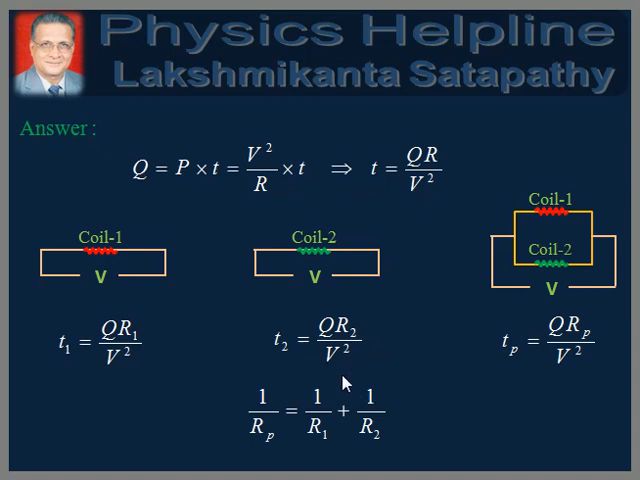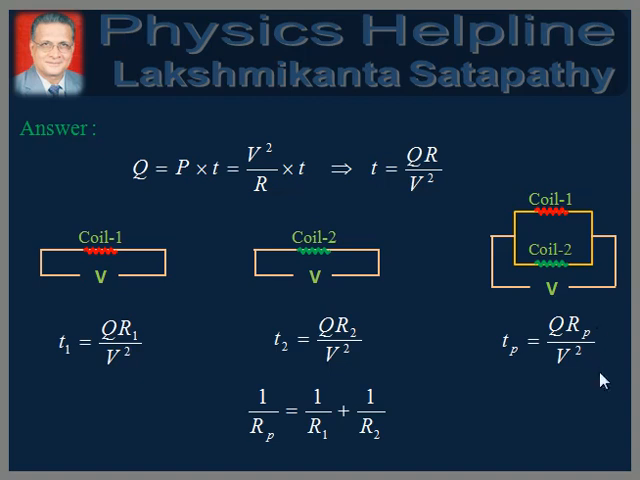divided by V square. And finally, when both the coils are switched on, let the resistance of the parallel combination be Rp. Therefore, time taken for water to boil in this case is given by Tp is equal to Q into Rp divided by V square. We are required to find the value of Tp. Therefore, we need the value of Rp.